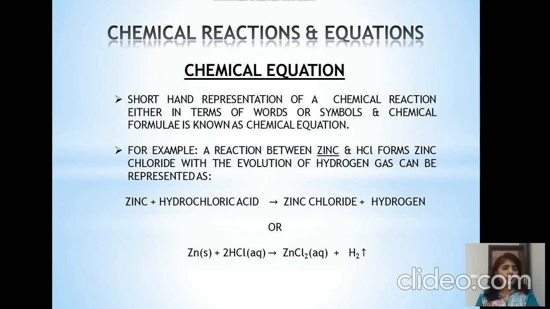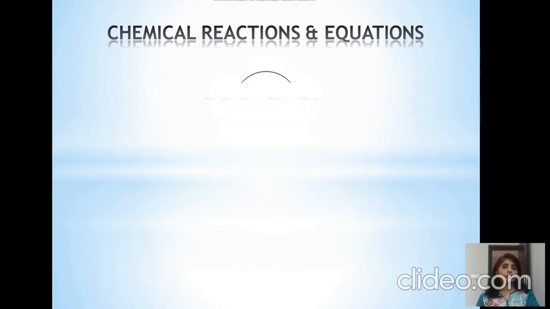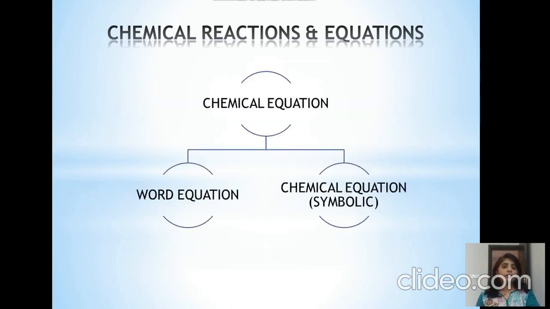Instead of giving the names of compounds and elements, we can write the symbols for elements, like zinc can be given as Zn and hydrochloric acid can be given as HCl. So zinc chloride we can write ZnCl2 and hydrogen as H2. Now chemical equation is of two kinds. That's the word equation and chemical equation.